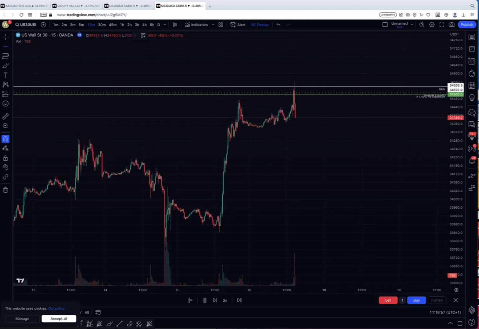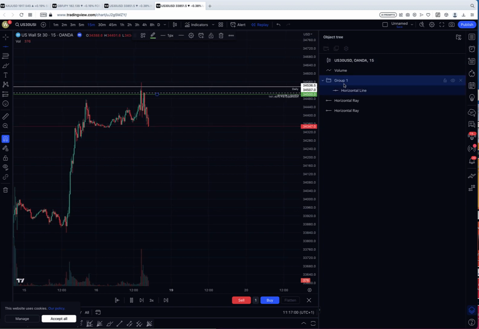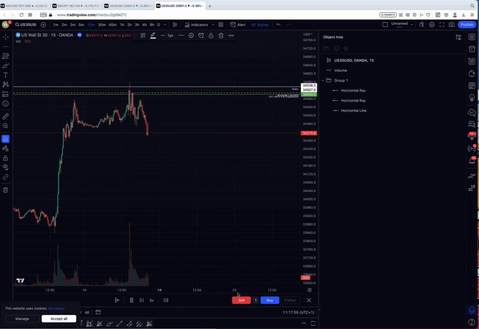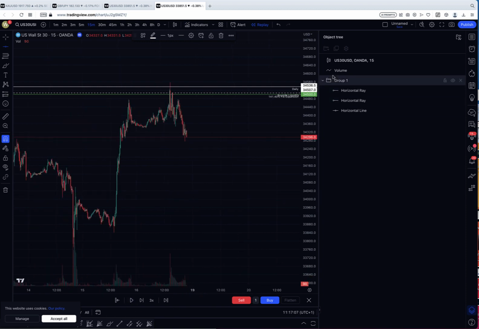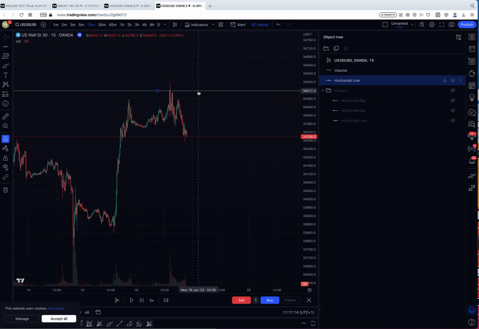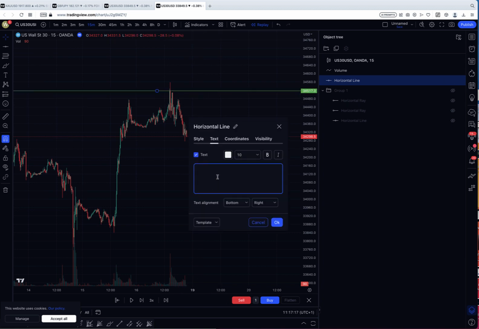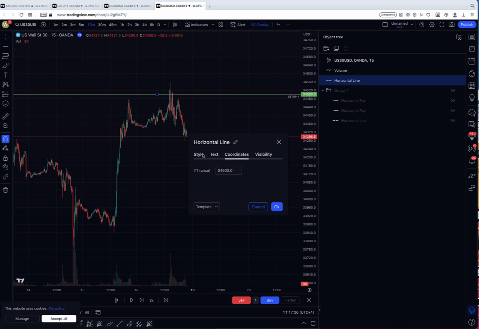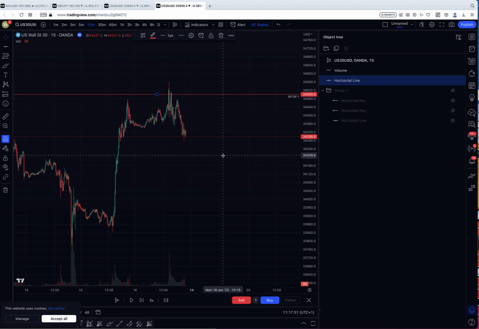So I will hide all of these, because I'm seeing here that 34500 is a good level to sell. I'm going to mark it as setup 1, 34500, and this is to sell. That's it. So you have a nice setup, and you're just waiting for the price.